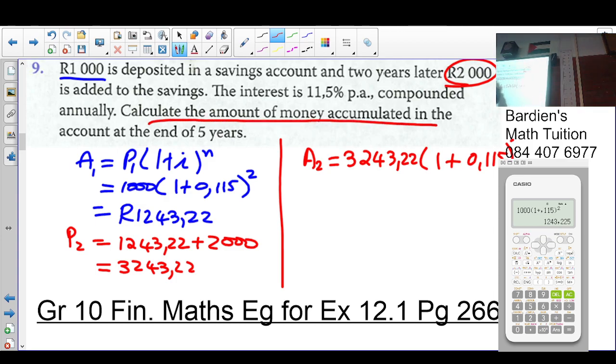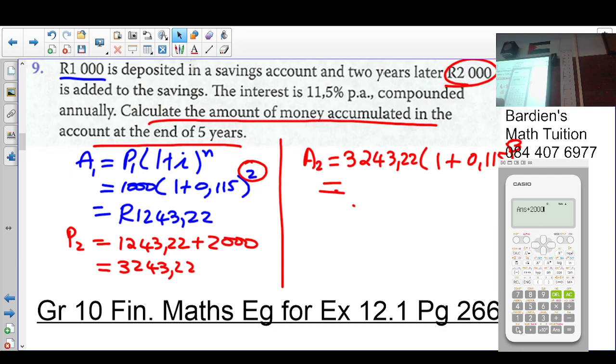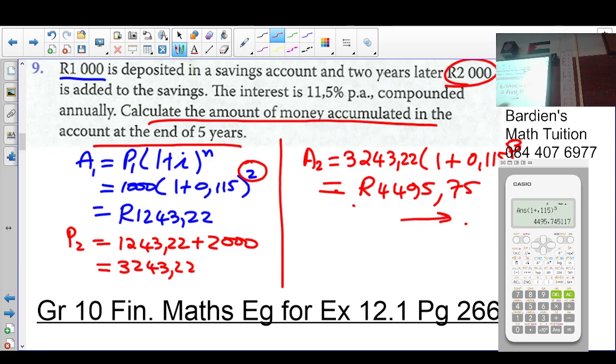Calculate the amount of money accumulated in the account at the end of 5 years. We have already considered 2 of the 5 years, so it must be 3 years. So let's do that calculation. We first add 2,000 Rand to it, and then we take that answer into 1 plus 0.115 to the exponent 3. That gives you 4,495 Rand and 55 cents. Right, you guys understand? Alright.